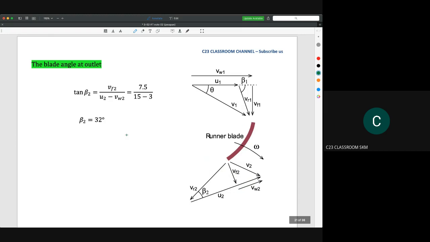Next, the blade angle at outlet. The blade angle means the angle related to VR2. This is the blade angle at the outlet. Let's say we determine the angle here as beta 2. We could calculate it using tangent. So we have VF2 divided by this length, and this length is U2 minus V2. We substitute the value and we get 32 degree.